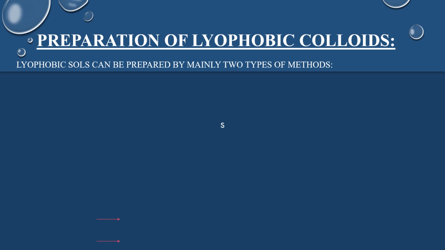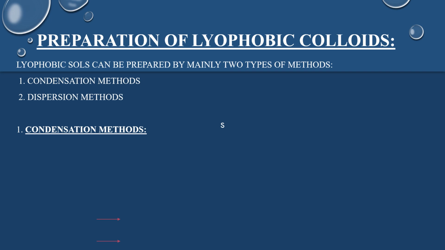Now our task is to prepare the lyophobic colloids. Since lyo means liquid and phobic means hating, we have to prepare the colloids which are liquid hating in nature. So these colloids or sols can be prepared mainly by two methods. One is condensation method or aggregation method. Second is dispersion method or disintegration method.